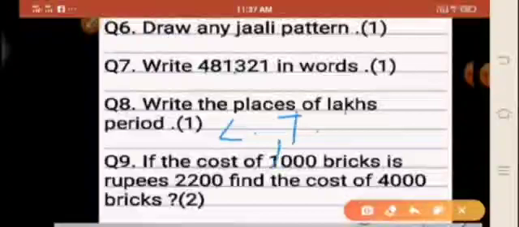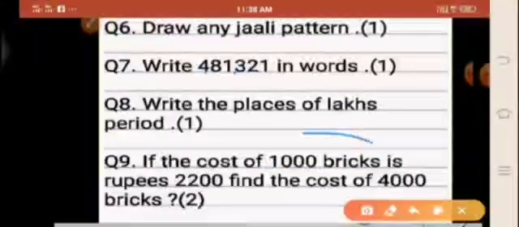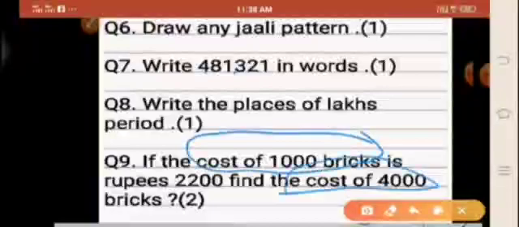Next question was, if the cost of 1000 bricks is rupees 2200, find the cost of 4000 bricks. Children, this is also very easy. The statement which we will write is the cost of 1000 bricks, and we have to find the cost of 4000. So the cost of 1000 bricks is rupees 2200. Then 2000, it is the double. For double we multiply by 2. Then 3000 and 4000, and we will get our answer.